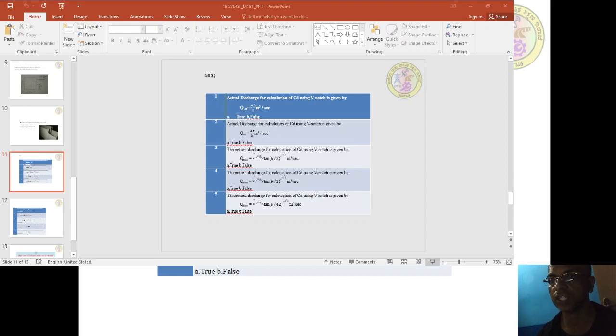Second question: the actual discharge for calculation of CD in a V-notch is given by Q actual equal to A into T divided by H meter cube per second. As H should be in the numerator and here it is in the denominator, the answer is B, false.